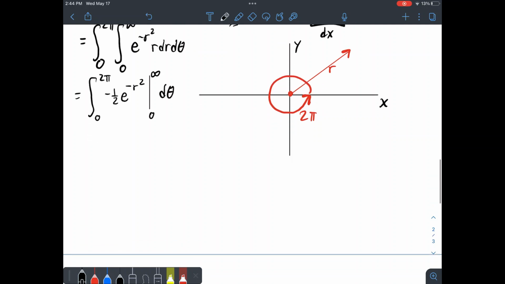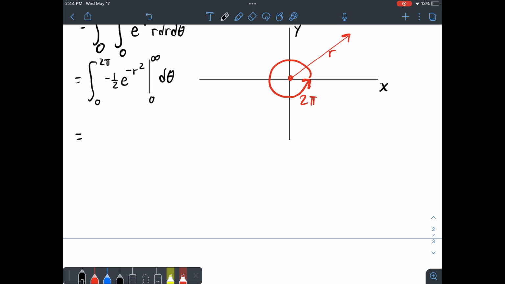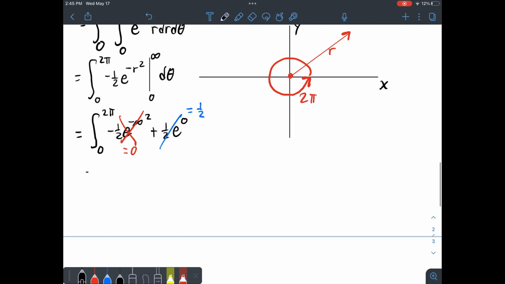Skipping the limit notation here, there's really no need. We don't need to be that concise. This is not an exam. Okay, so we go from 0 to 2 pi, and then we have negative 1/2 e to the minus infinity squared, which is going to be 0. Then we have minus the second part of our antiderivative, so we're going to add 1/2 times e to the 0, which is equal to 1, but in this case we're multiplying by half, so it's equal to 1/2.